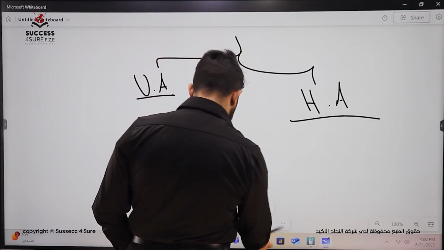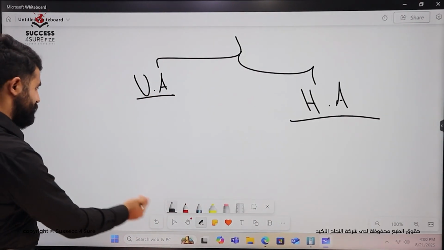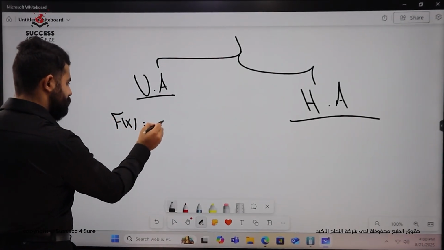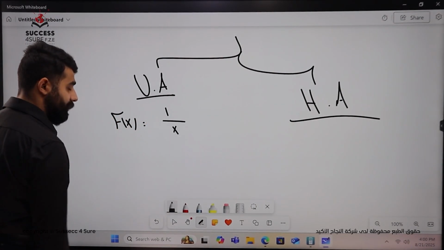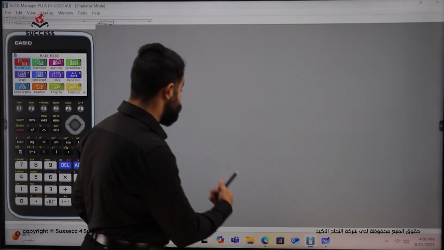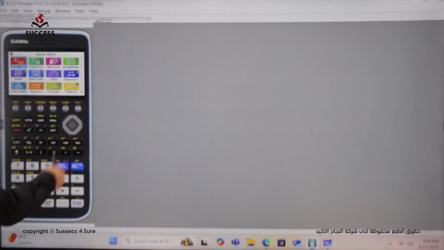Now, to understand what the word vertical asymptote means, let's take a function f of x equals 1 over x. Okay? Now, let's graph this function first, just to understand what vertical asymptote means, or asymptotes in general.